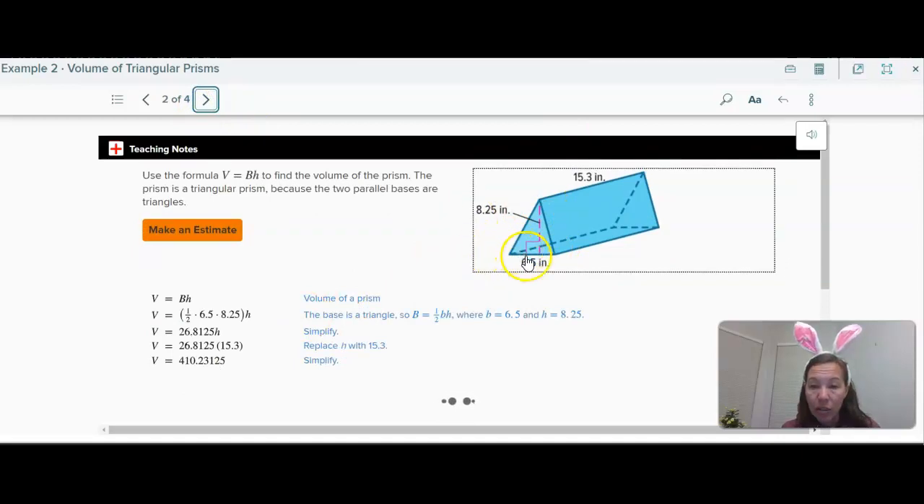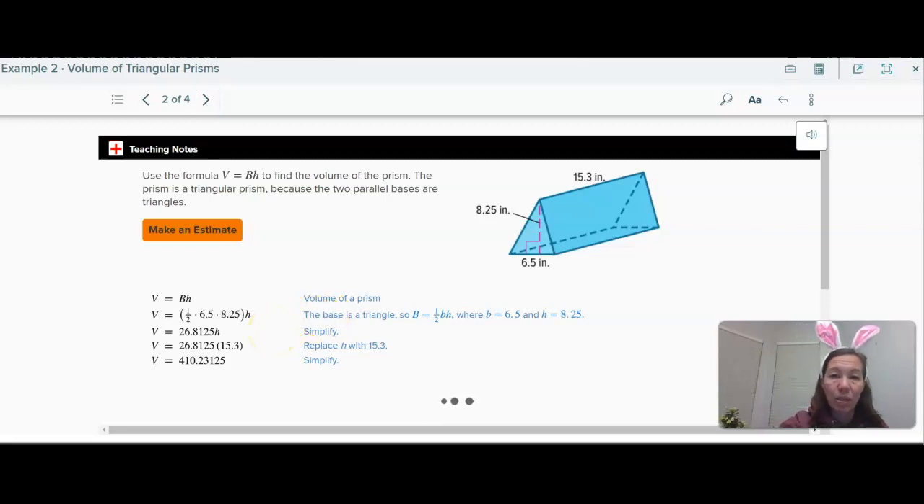So area of a triangle is 1/2 base times height. So 1/2 times 6.5 times 8.25. And then again, the height is 15.3. So you can plug all these numbers in at once and multiply them all at once. We don't have to do these separately.